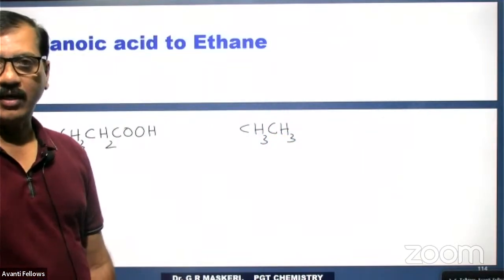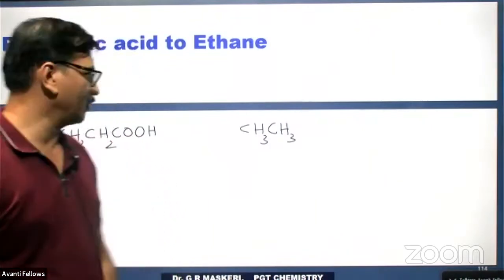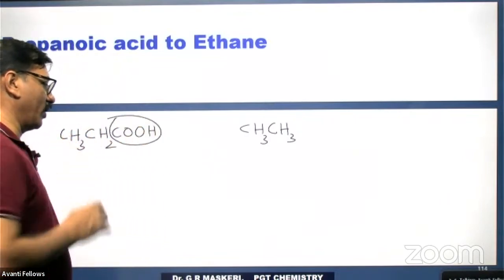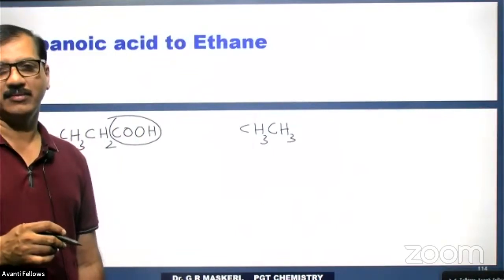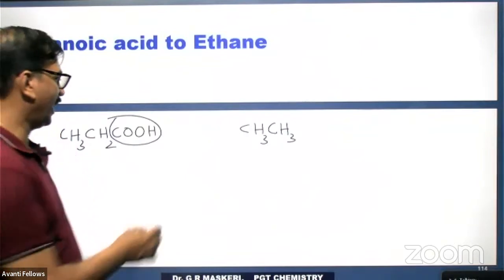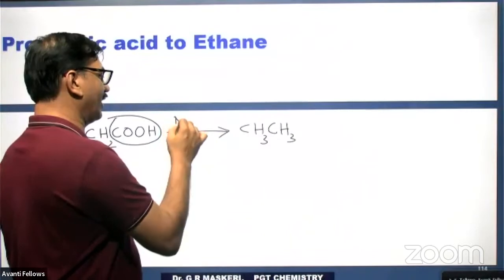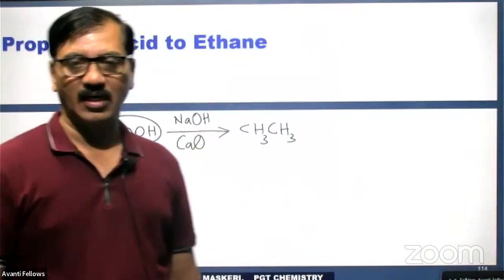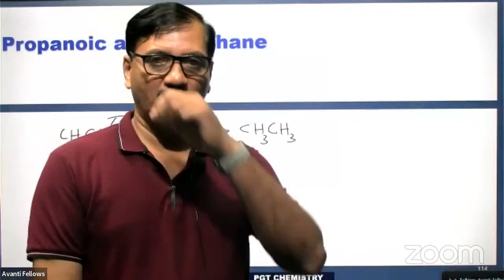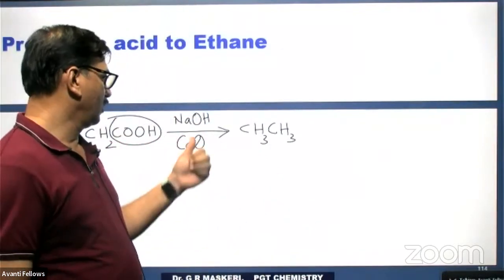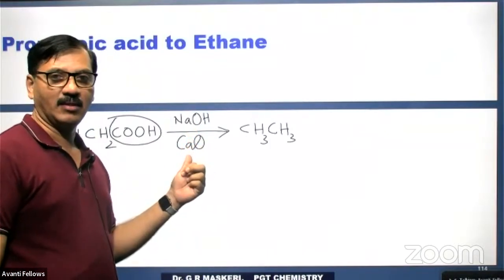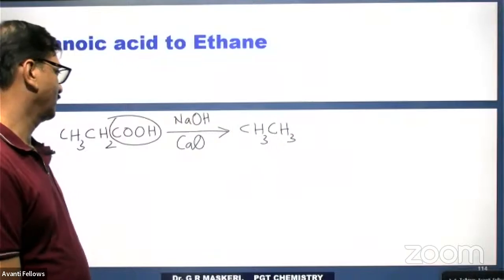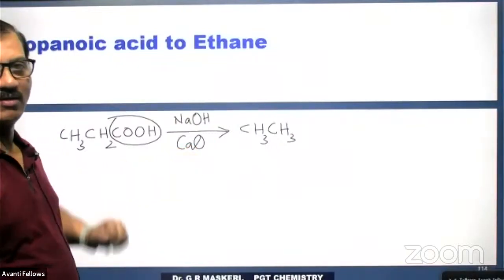Propanoic acid to ethane. Propanoic acid has 3 carbon atoms and ethane is a hydrocarbon with 2 carbon atoms. So here we have to remove that COOH. This is called decarboxylation. The reagent needed is NaOH in the presence of calcium oxide. We studied this in 11th class also, for the preparation of alkanes. It is called soda lime. In the presence of CaO, it reacts with NaOH to give an alkane. So this is the decarboxylation reaction.